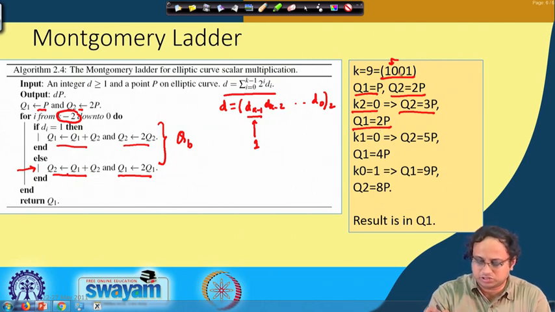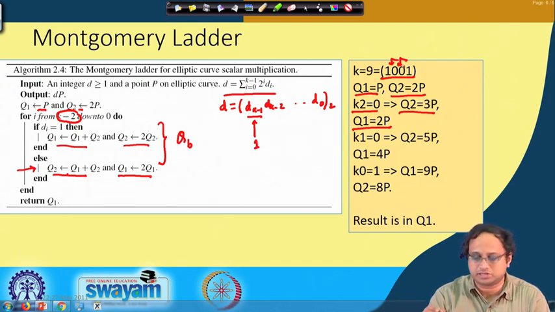Then I get again 0, the next scalar is 0. So I do essentially the same operation, that means I essentially add in Q2. So Q2 becomes 5P and Q1 becomes 4P. Then I get a 1. So now what I will do is I will add in Q1.